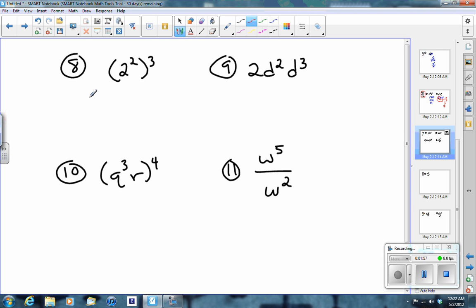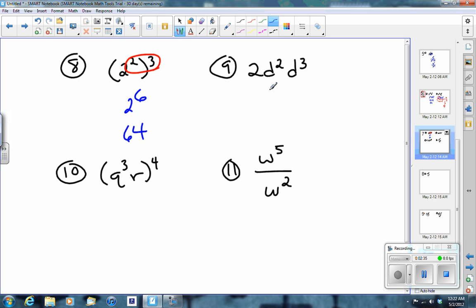The next set of problems, actually 8 through 15, have to do with simplifying. So we need to recall some rules for exponents. When you have a power to a power, like 2 to the power of 3, we have to remember that we multiply these. So we have 2 times 3, which is 6. So you have 2 to the 6th power, and 2 to the 6th power is 64. It's 2 factored 6 times.